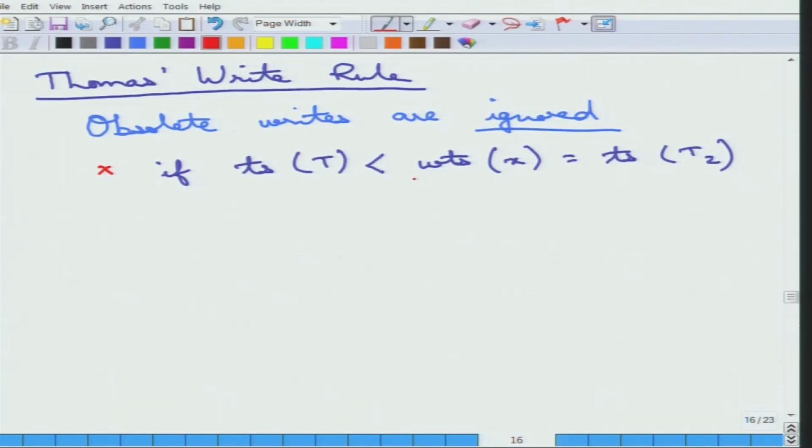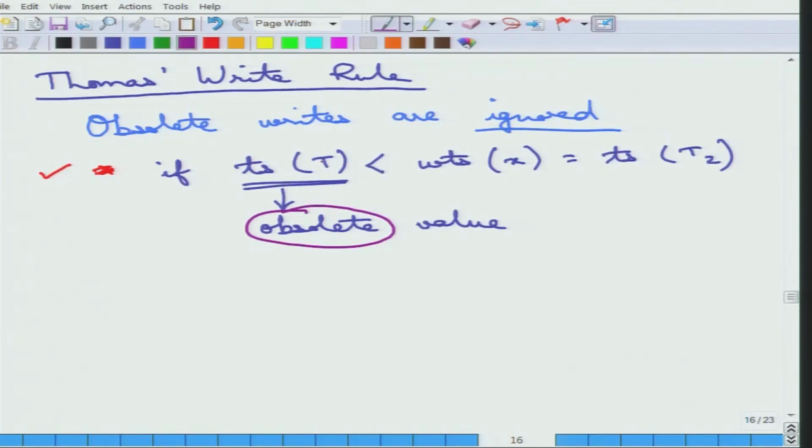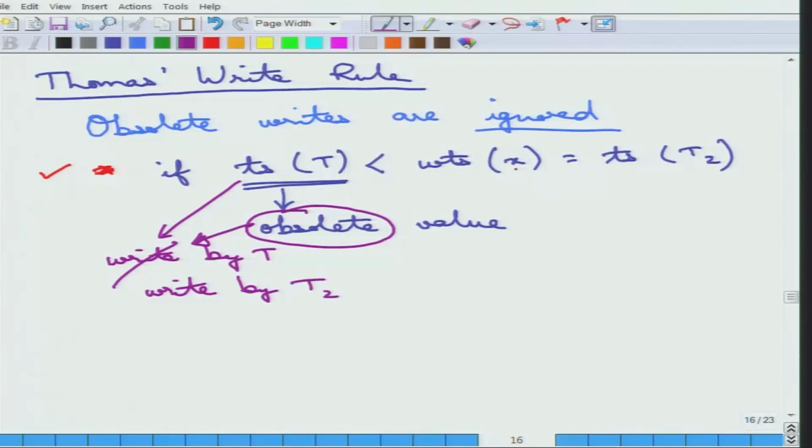In Thomas's write rule this is allowed, because the idea here is that T is trying to write an obsolete value. Why is it called an obsolete value? Suppose T would have actually written the value of x. Now there is another transaction T2, which would come after T because its timestamp is larger, and would have written x anyway. So that write by T will be overwritten by the write by T2. So this was obsolete anyway.